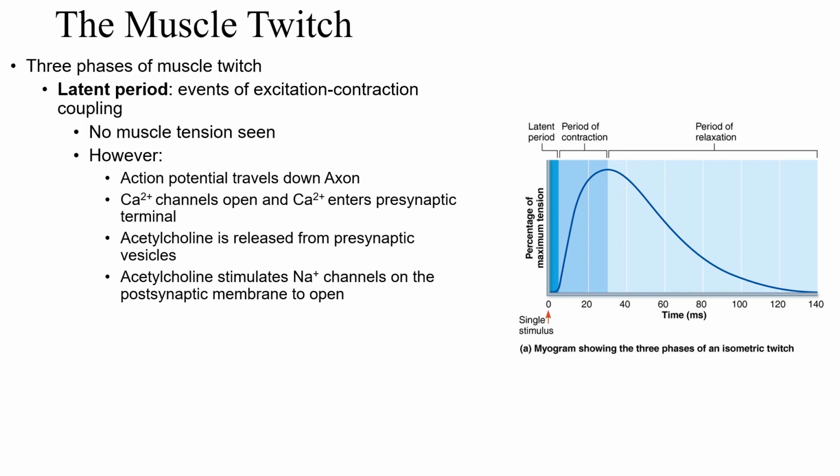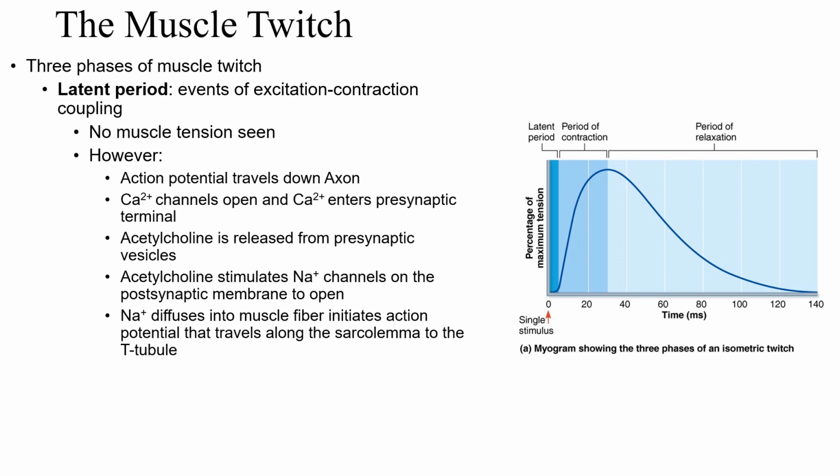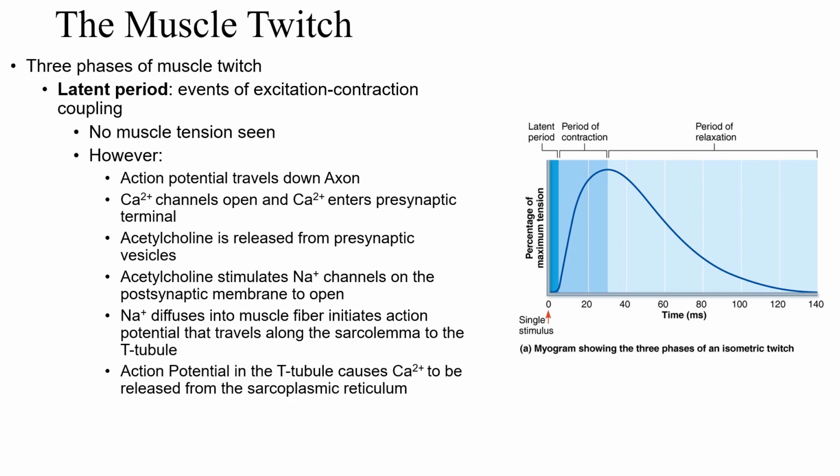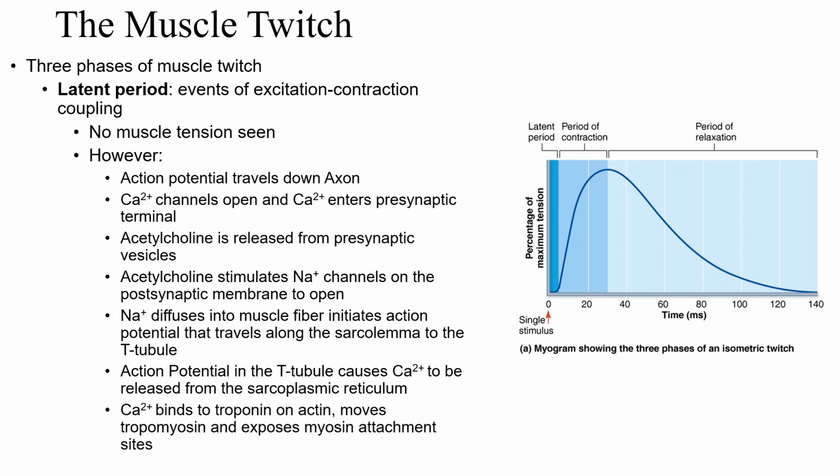And so this is now on the muscle, the sarcolemma. The sodium will diffuse into the muscle cell, which initiates an action potential that travels along the sarcolemma to the T-tubule. Once the action potential is in the T-tubule, that will then cause calcium to be released from the sarcoplasmic reticulum in the terminal cisterns.